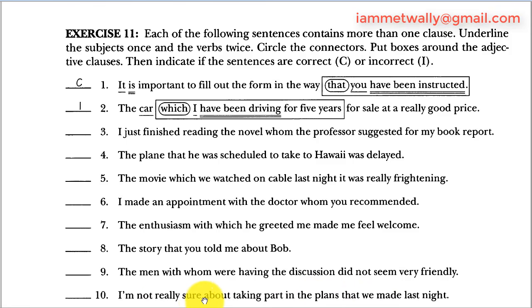10. I'm not really sure about taking part in the plan that we made last night. I'm not really sure. I, the subject, am is the verb. Not really sure about, preposition. Taking part in the plans that. The plans is the word I'm going to describe because it's followed by the connector. We made, subject, verb. That we made last night is the adjective clause that describes the word the plans. So this sentence 10 is totally correct.